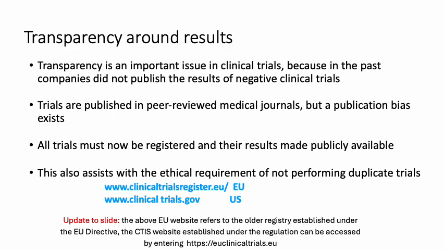So rather than relying on trials to be published in medical journals, we now have the Clinical Trial Information System, which will be a source of publication of trials and their results. And this also helps with the ethical requirement of not performing duplicate trials. This is really important because every clinical trial has a potential risk for the patients that are entering it. So it's unethical to perform the same trials over and over again.